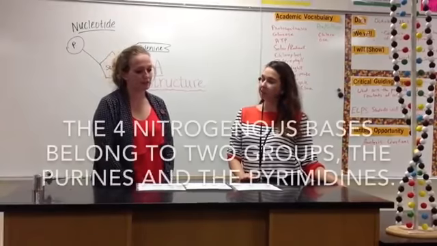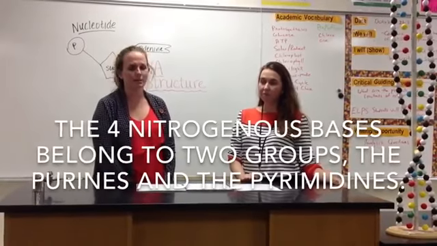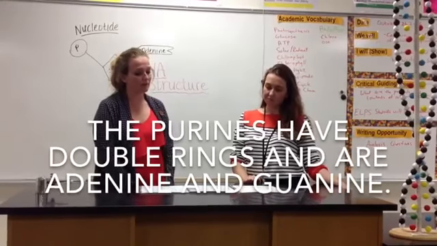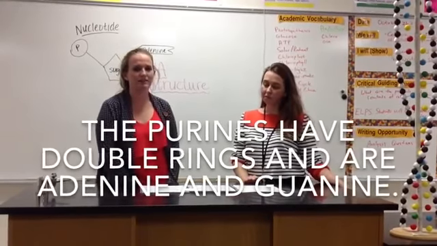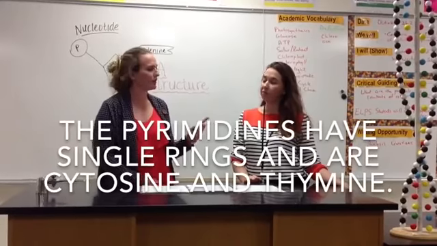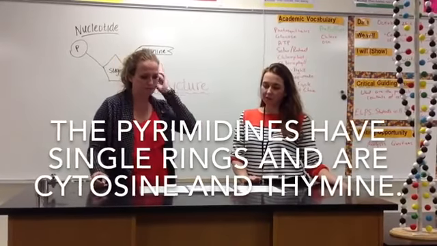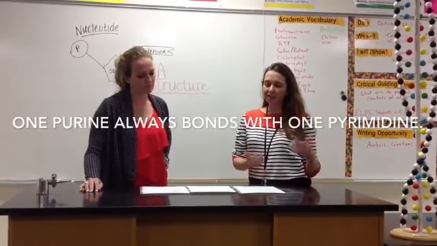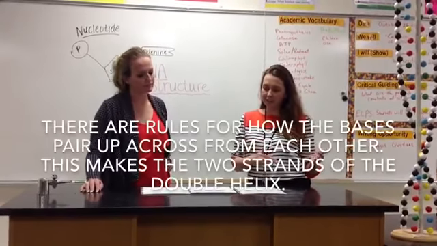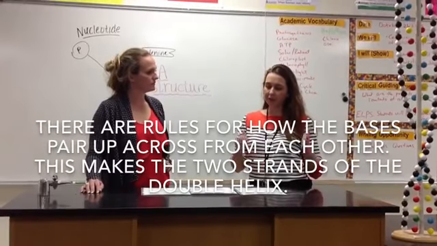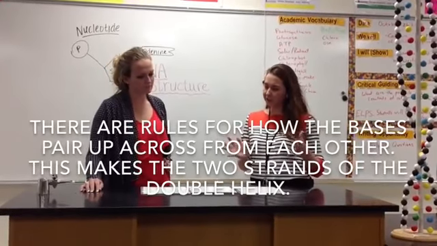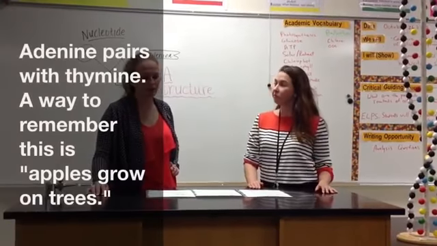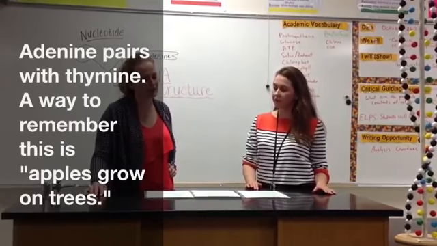The 4 bases belong to 2 groups, the purines and the pyrimidines. Purines have double rings and are adenine and guanine, while pyrimidines have single rings and are cytosine and thymine. One purine always bonds with a pyrimidine. Guanine and adenine are purines, and thymine and cytosine are pyrimidines. A purine always pairs with a pyrimidine, so there are rules for how these bases pair with each other? Yeah, these bases pair up across from each other, making 2 strands of the double helix.